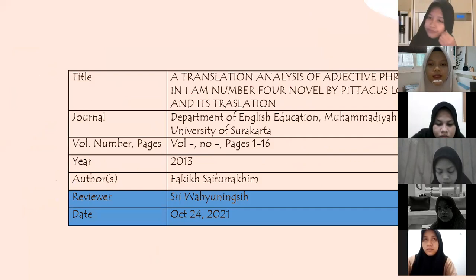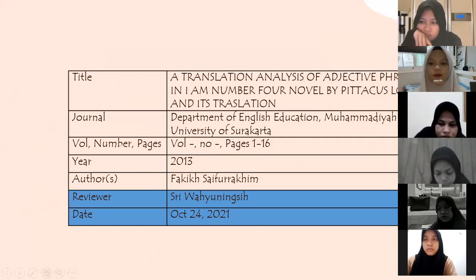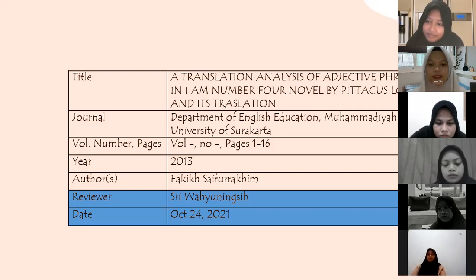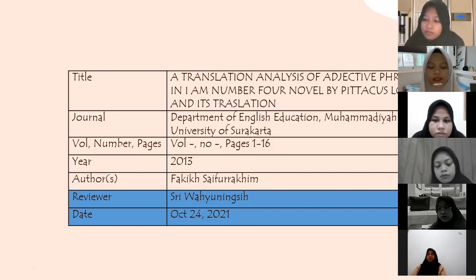The title of the article is A Translation Analysis of Adjective Phrase in I Am Number 4 novel by Pittacus Lore and its translations. The journal is from the Department of English Education, Muhammadiyah University of Surakarta. Volume and number are not explained by the author. The pages are 1 until 16. The year is 2013. The author is Fakih Saifur Rahim. Reviewer: me, Wahyuningsih. The date is October 24, 2021.